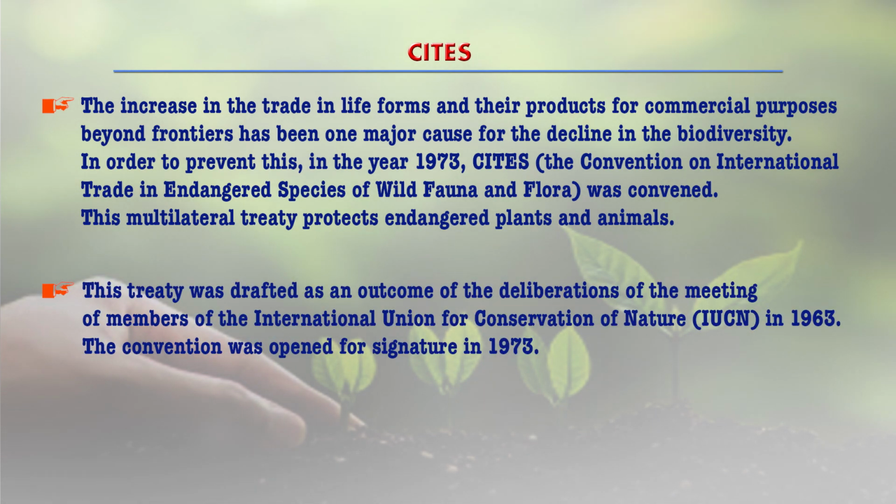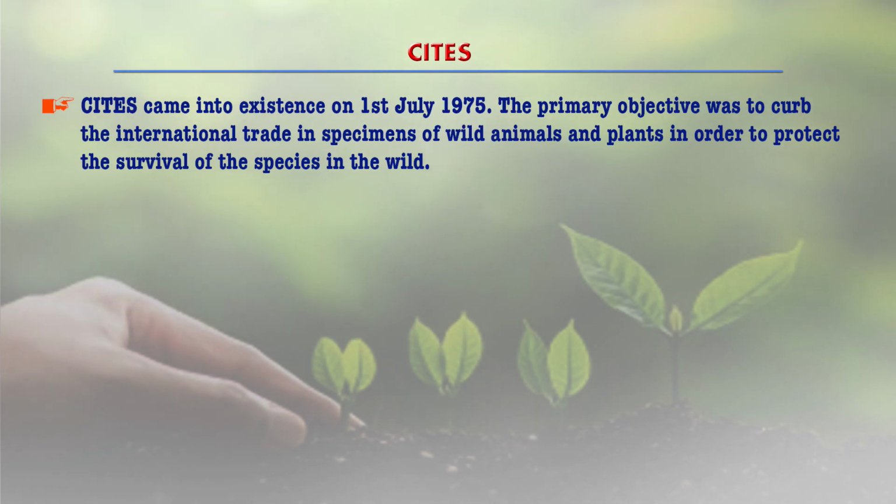This treaty was drafted as a result of deliberations held at IUCN, the International Union for Conservation of Nature, in 1963, and this convention was opened for signature in 1973. CITES came into existence on 1st July 1975. The primary objective was to curb the international trade in specimens of wild animals and plants in order to protect the survival of species in the wild.